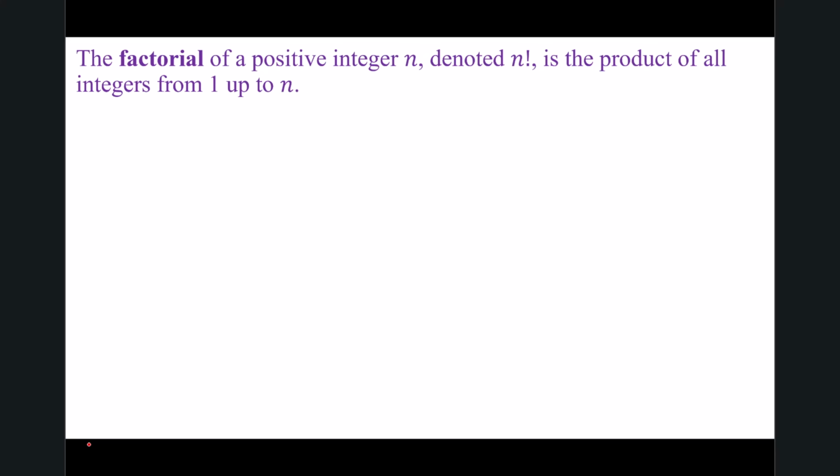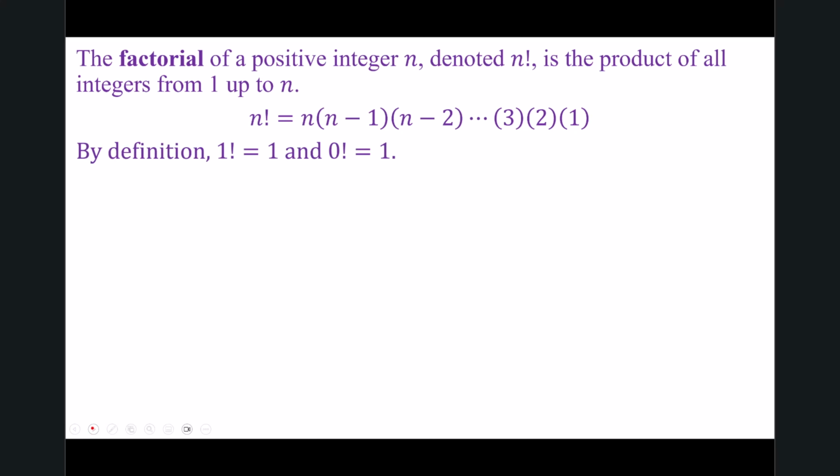Factorial of a positive integer n, denoted n with the exclamation point, we call that factorial. So n factorial is the product of all integers from 1 up to n. So n factorial is n times n minus 1 times n minus 2, dot, dot, dot, 3 times 2 times 1, all the way down to 1. By definition, 1 factorial equals 1 and 0 factorial equals 1. So we're defining the first term and the second term. If you think of this as a sequence, we're defining 0 factorial and 1 factorial, and then we can use this equation to find any other factorial.